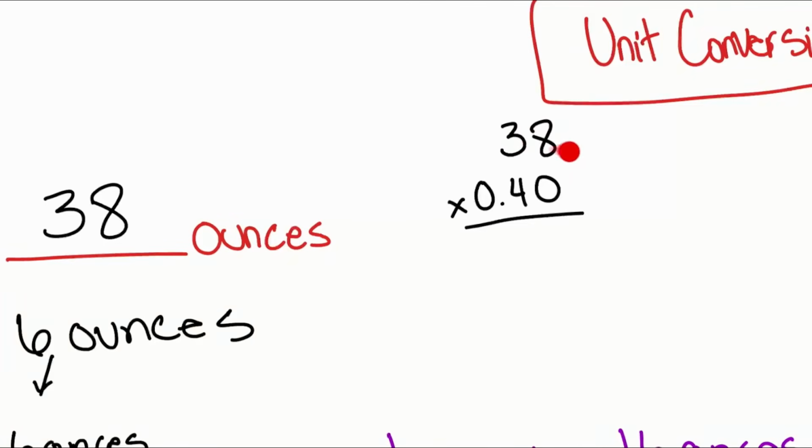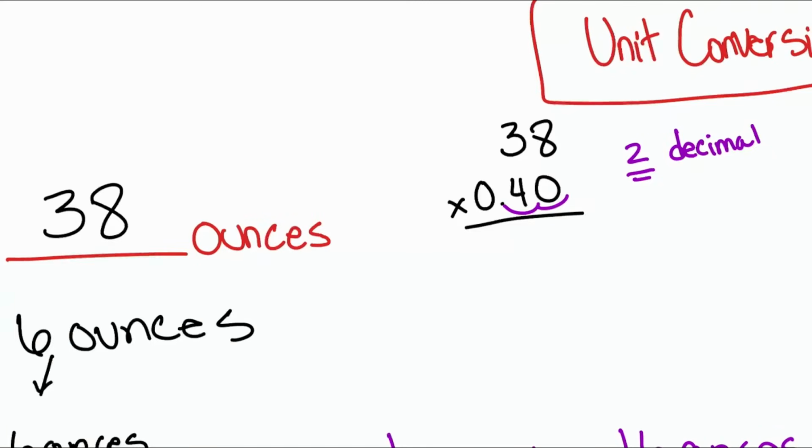Well, for the 38, we see none. For the 40 here, that's going to be 1, 2. Let me just show that for you. 1, 2. 2 decimal places that we're bringing back. So let's go ahead and multiply like normal, nice and easy, and then bring 2 decimals back.